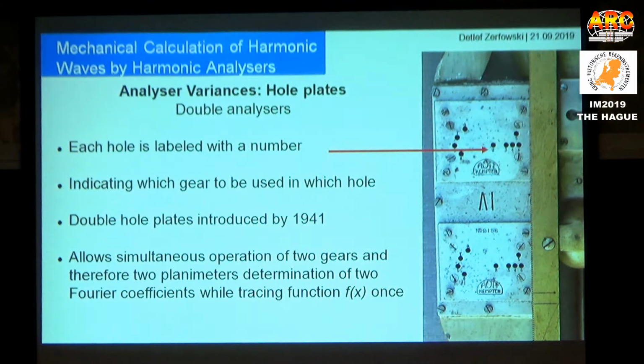Looking a little bit closer at the hole plates. At each hole, there is a small number, not so well visible here. Here it's, for example, a 2, because you need to know in which hole you need to put the corresponding wheel. Because they have a different size, they need to be placed in a different area because the tooth bar is at a constant distance. Therefore, for setting up, you have to check which wheel you need to put where. The double hole plates were introduced only in 1941.